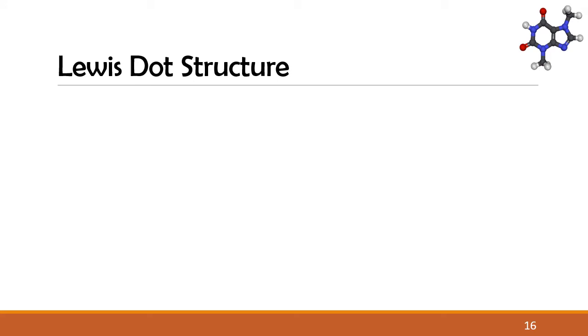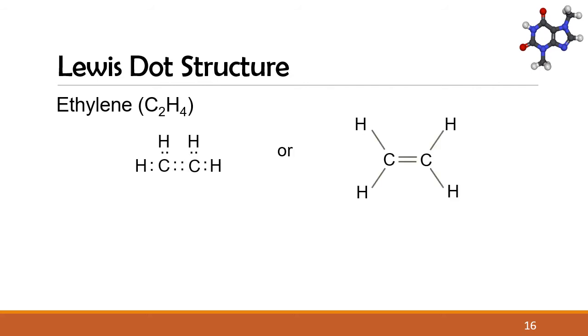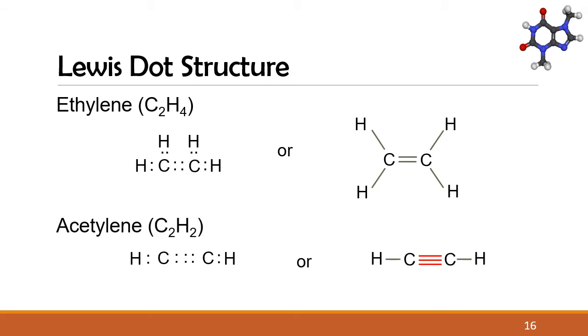Many of the organic compounds that we will study in Unit 2 have double bonds and triple bonds. For instance, ethylene has one double bond between the 2 carbon atoms. Acetylene has a triple bond between the 2 carbon atoms.